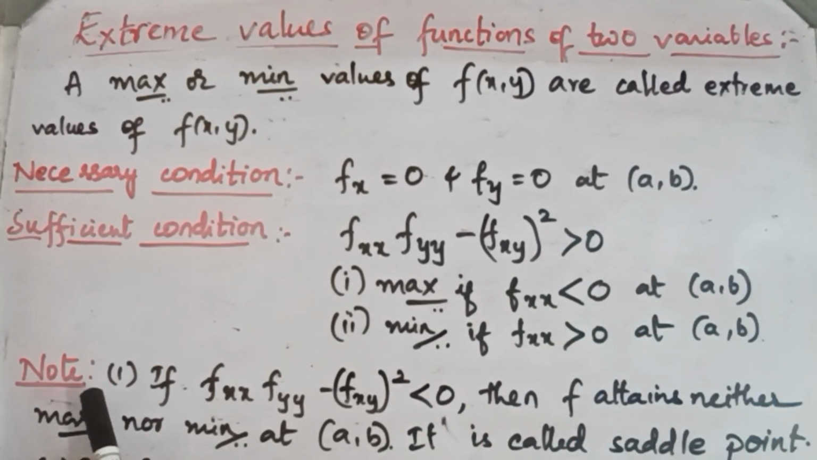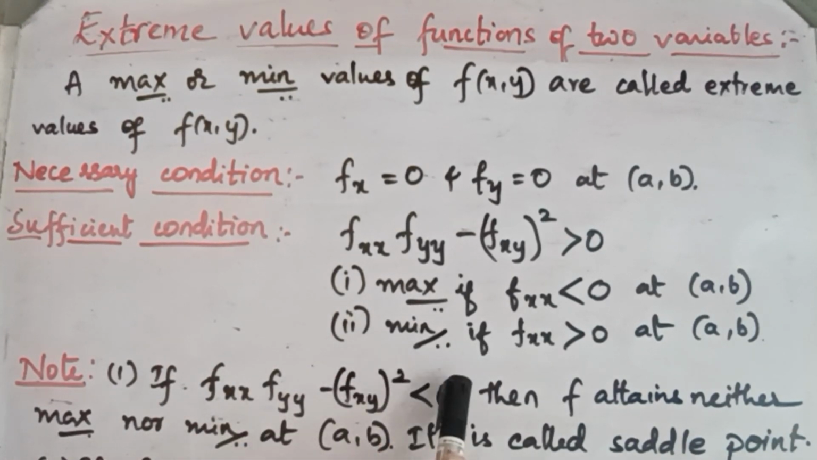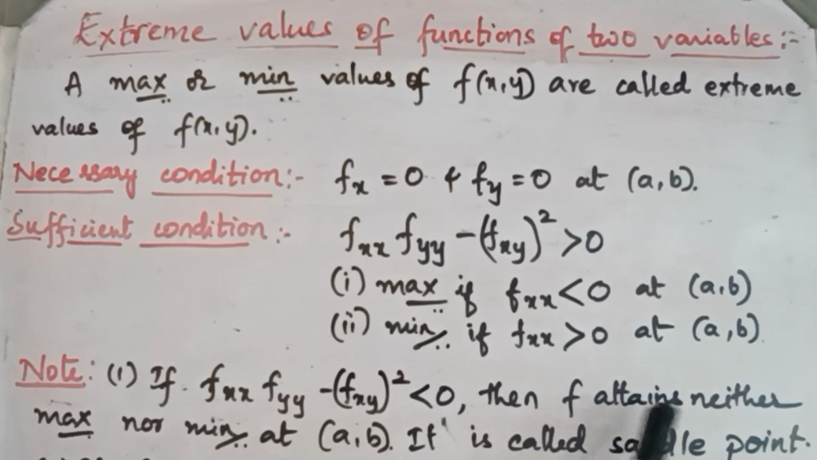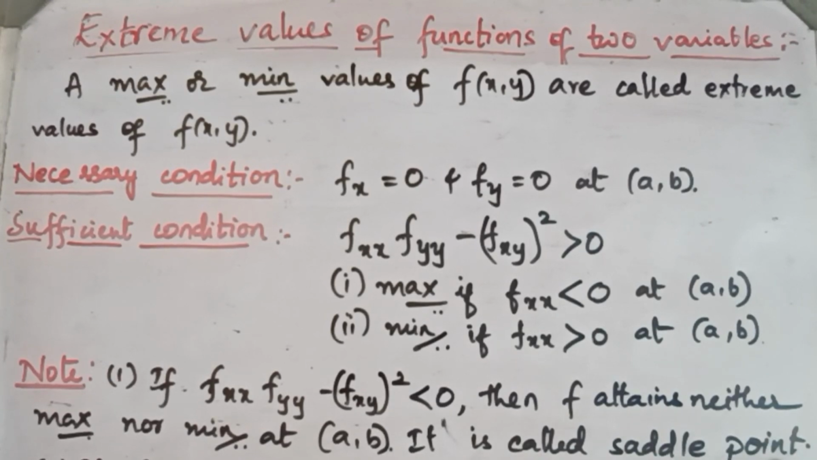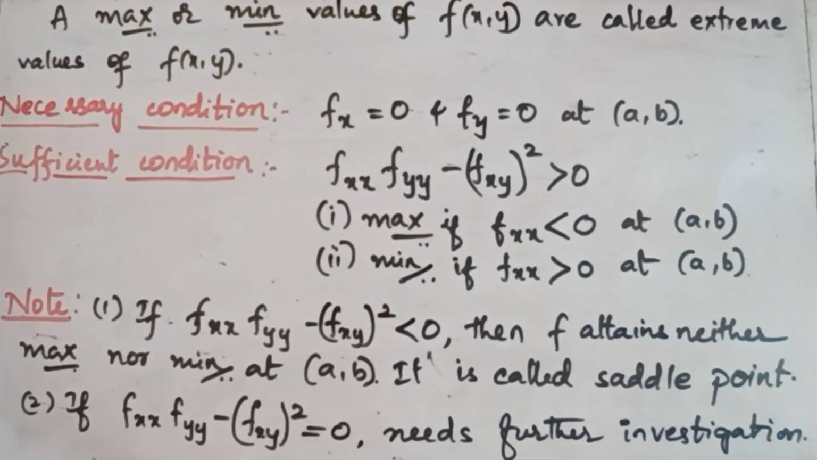Now, one more thing to notice is that if fxx times fyy minus fxy whole squared is less than 0, then f attains neither a maximum nor a minimum at the point (a, b). Such a point is called a saddle point, where this expression gives you a negative value, so no maxima, no minima at that particular point; it is a saddle point. In case this expression gives you 0, then it is always doubtful. You need to have further investigation to give a conclusion.